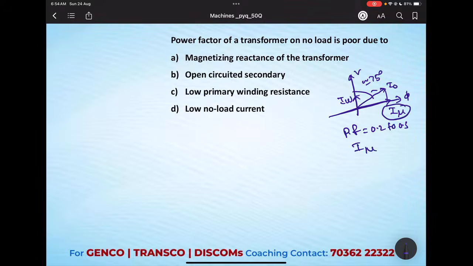Why? Because I mu is far greater than I W. Because of that, the no load current I naught is lagging the supplied voltage, and because of this the power factor is very low. So our suitable option is the magnetizing reactance of the transformer. Is it clear?